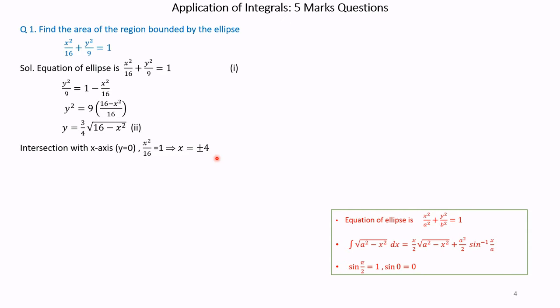Next, we will find the intersection with y-axis. Intersection with y-axis is found by putting x is equal to 0. Therefore, in equation 1, put x is equal to 0. If you put x is equal to 0, y square is equal to 9, or y is equal to square root of 9, that is, y is equal to plus or minus 3.